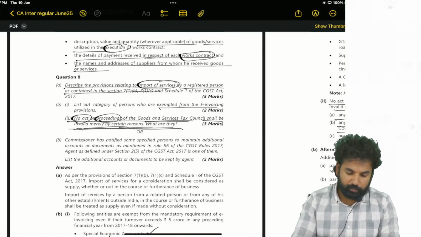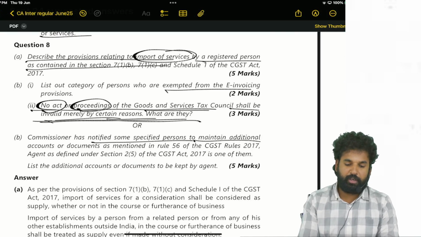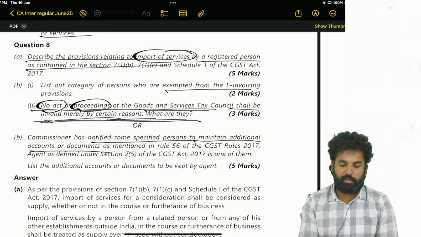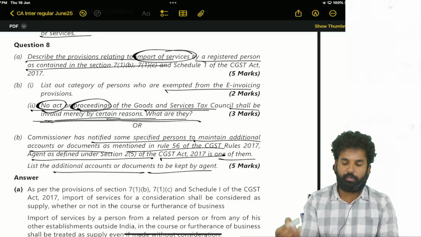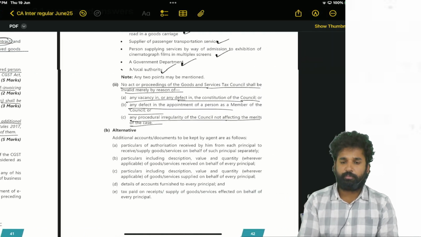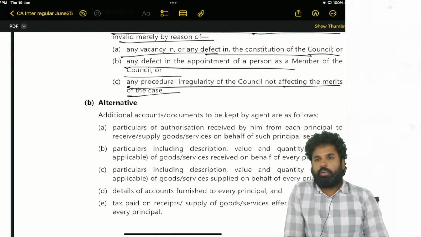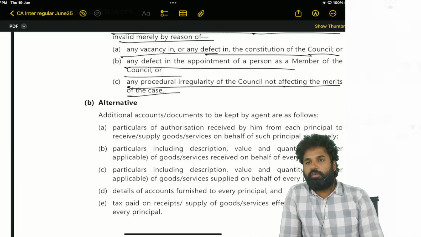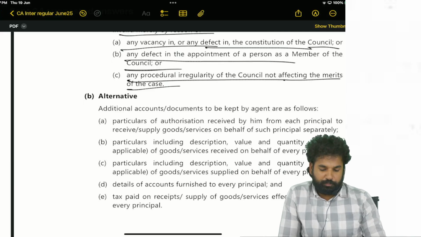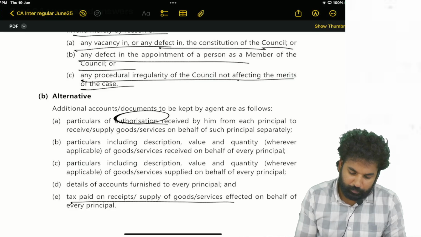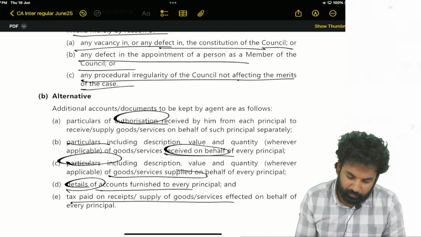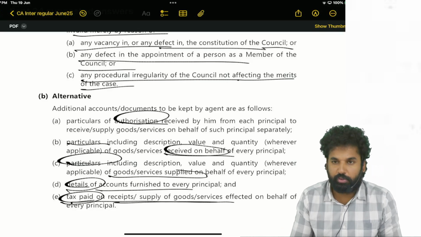Next, see here, commissioner notified some specified persons to maintain additional accounts or documents as maintained in Rule 56 of CGST rules. Agent as defined under 2(5) of the CGST Act. List the additional accounts to be maintained by agent. All the authorizations. What are the goods supplied on behalf of a principal? What are the goods received on behalf of a principal? What is the statement of account given to all the principals? What is the amount of tax paid on receipt or supply of goods or services? So: authorization, particulars of goods received, particulars of goods supplied, details of accounts furnished to every principal, tax paid on receipt of goods or services.